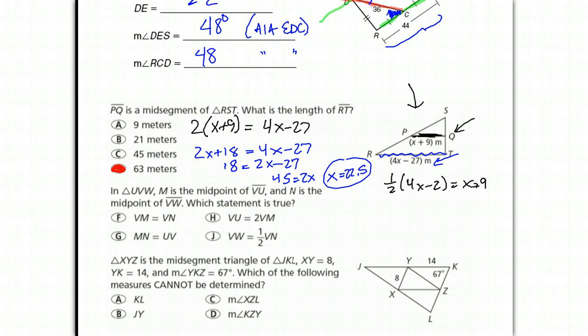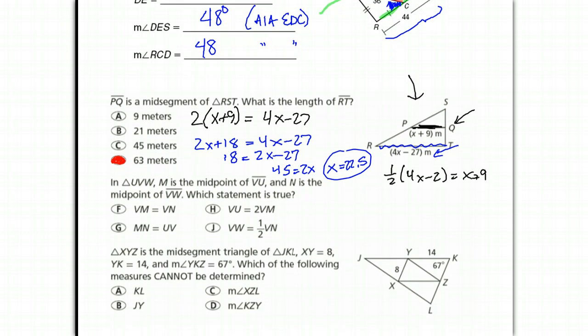So I'm just going to go through these pretty quickly and then let you have some time to practice today. The next one here is UVW, and M is the midpoint of VU. We have all this information, but we don't have a picture. So we need to come up with a picture. In this case, let's just draw a general triangle UVW. It doesn't really matter how you draw it, at least it doesn't matter yet, we'll see.